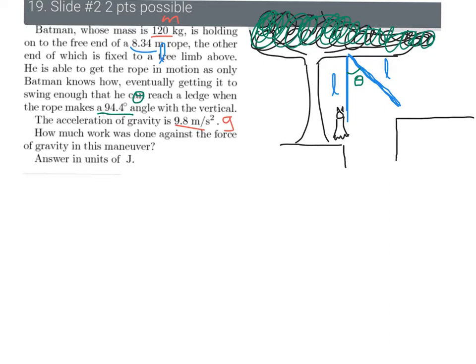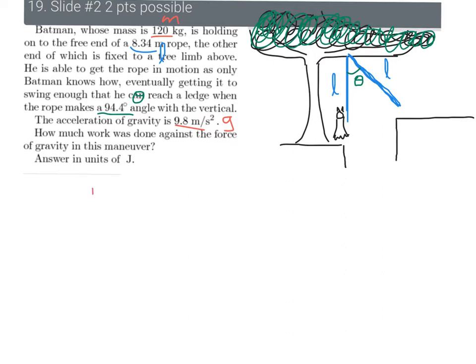So that is this internal angle up here. Mine obviously is an acute angle, and this one's supposed to be a little bit larger than 90 degrees, so it's not drawn to scale by any means, but you'll get the idea. Alright, gravity is 9.8. The question's asking how much work is done against the force of gravity in this maneuver.